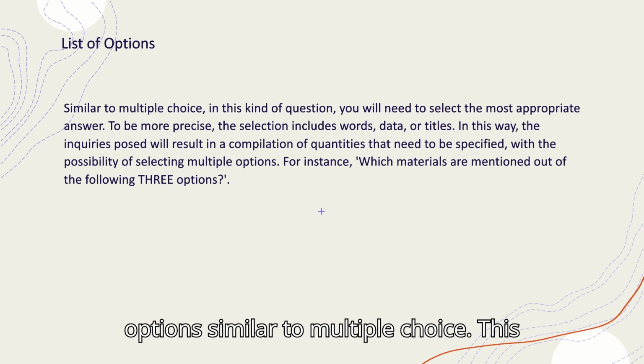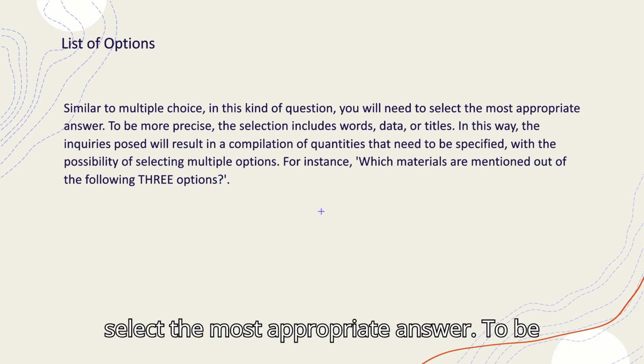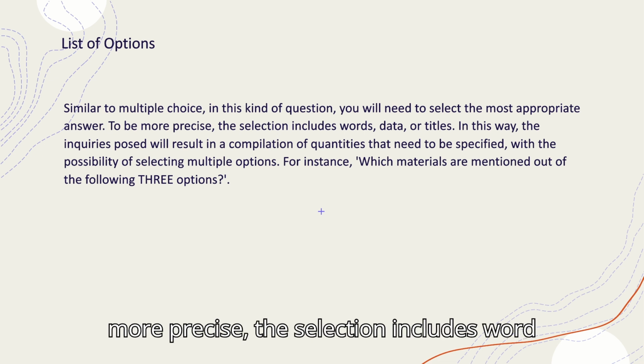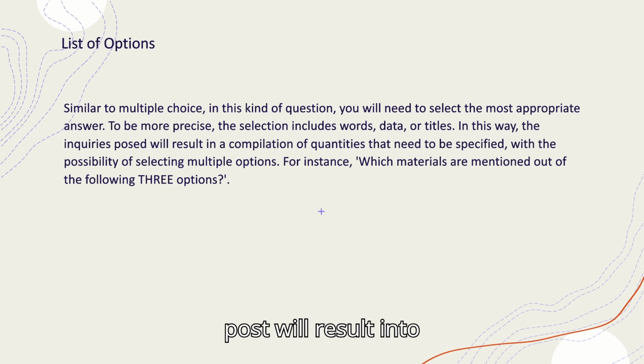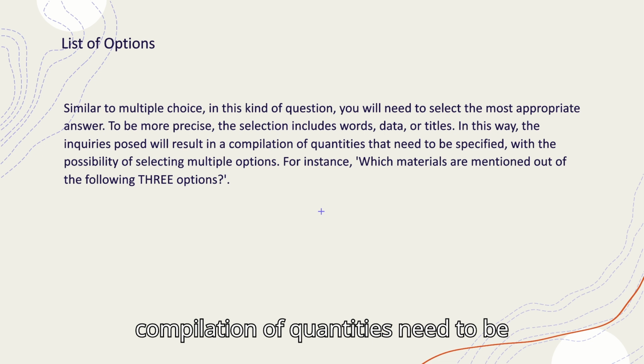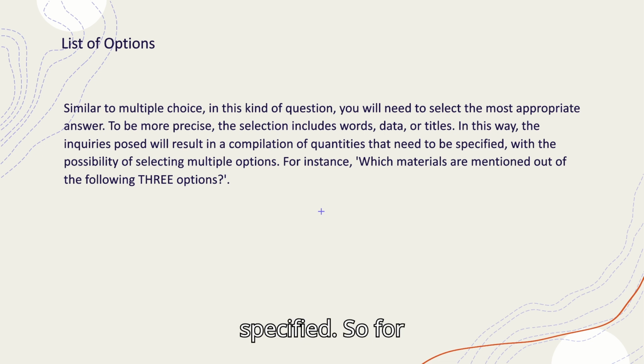List of options. Similar to multiple choice, this is a kind of question where you have to select the most appropriate answer. To be more precise, the selection includes words, data, titles. In this way, your inquiry will result in a compilation of quantities that need to be specified.